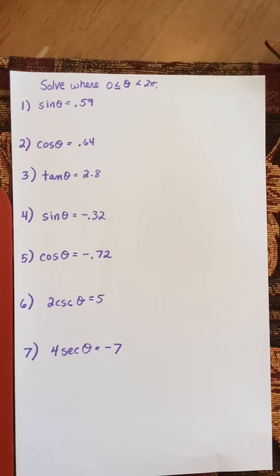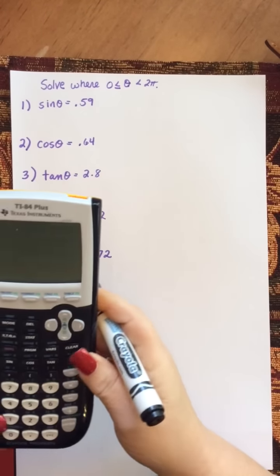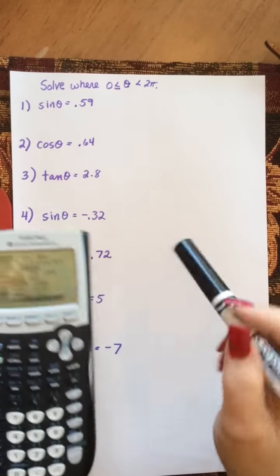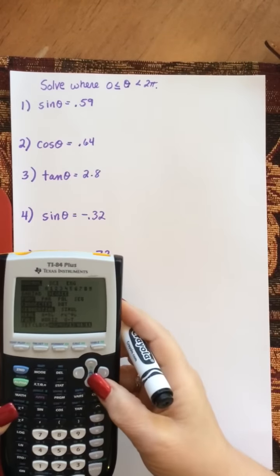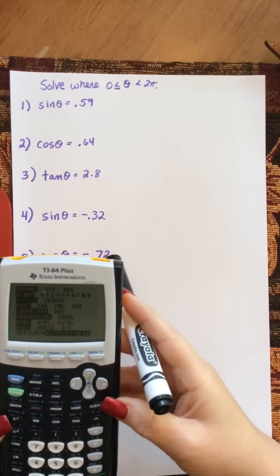In this first section, they ask us to solve where 0 is less than or equal to theta is less than 2 pi. So you can use a calculator for this. Let me clear this out. Mode for this needs to be in radians. When they say between 0 and 2 pi, they mean radians. So I arrow down and hit enter, so it's highlighted and flashing on radians.